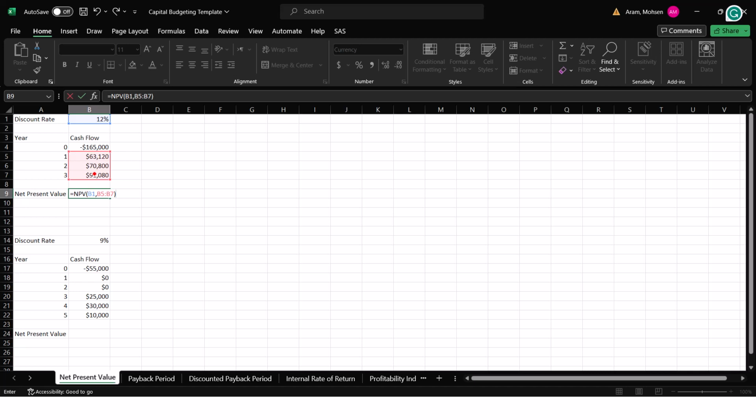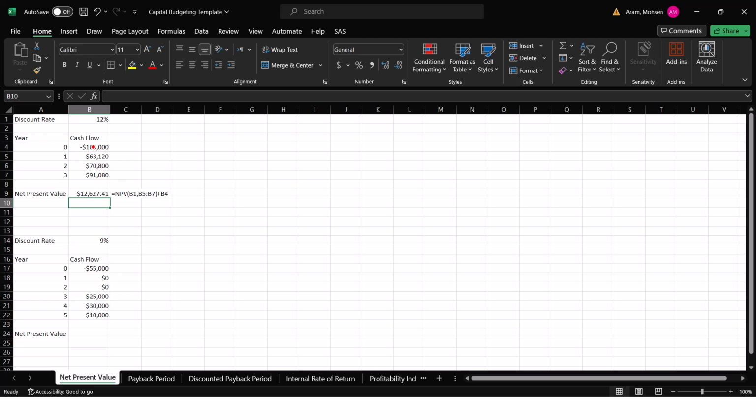So what we're doing here is that we are going to find the present value of the future cash flows and then subtract the cost of the project. So it's a little bit different in Excel than it is in the financial calculator. Make sure you find the present value of the future cash flows first. So in the NPV function here, just include the future cash flows and then add the cost of the project.